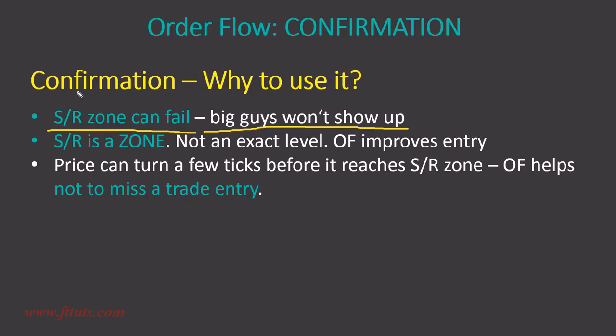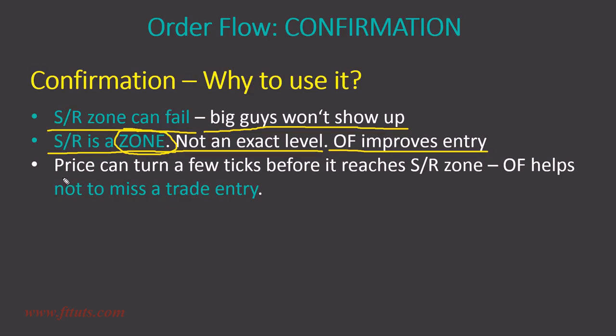Now, the next reason why to use the order flow as a confirmation is that support and resistance zones are zones, they are not exact levels. Support and resistance is a zone. So for intraday trading, it could be like a 5 or 10 tick zone in which you expect a reaction, right? So it is a zone, and the order flow improves entry. It tells you where exactly in that zone you want to enter your trade.